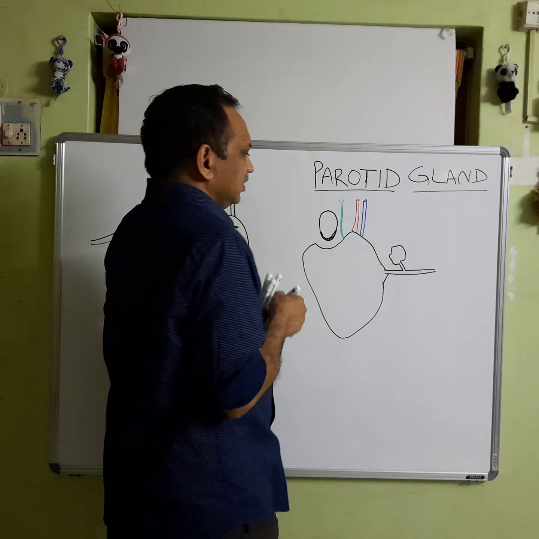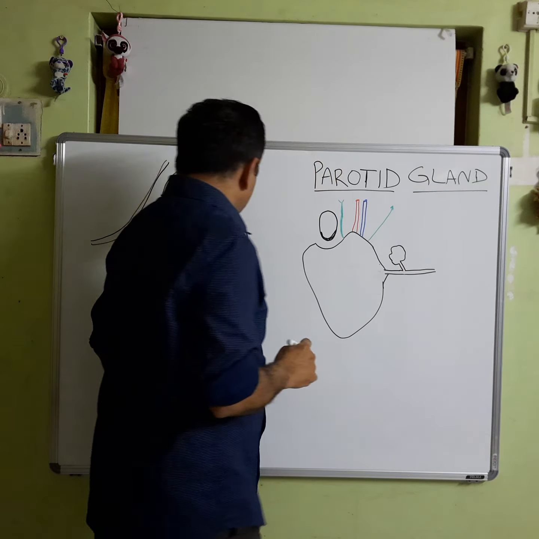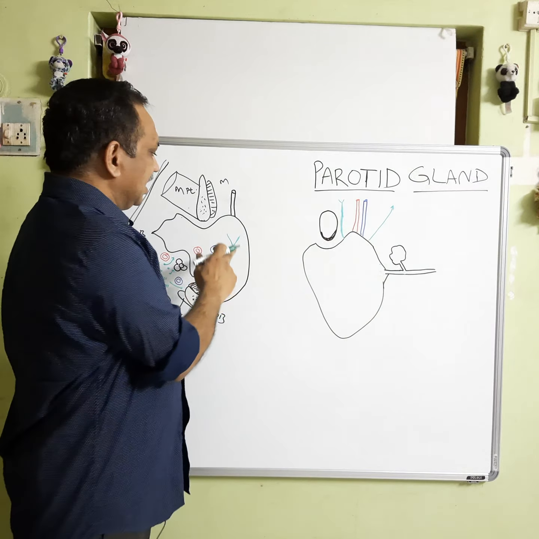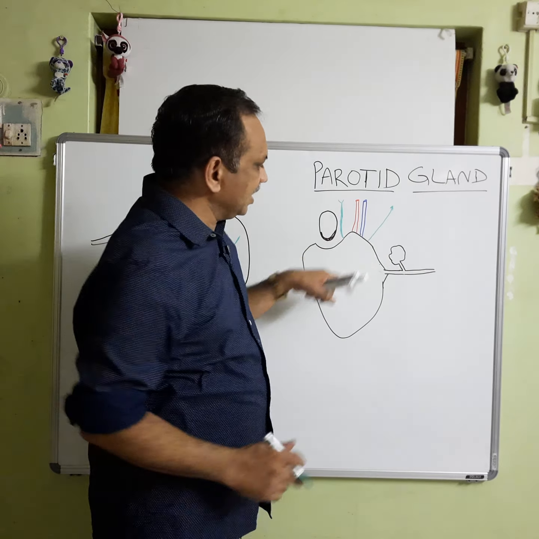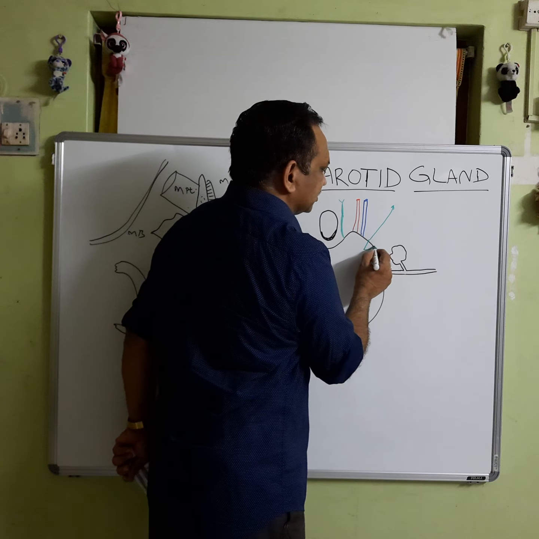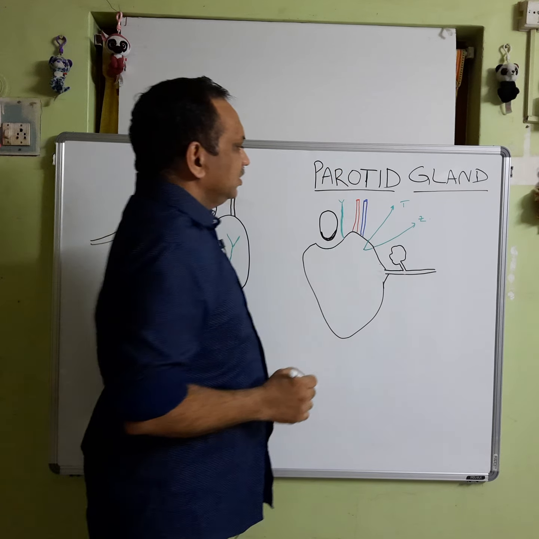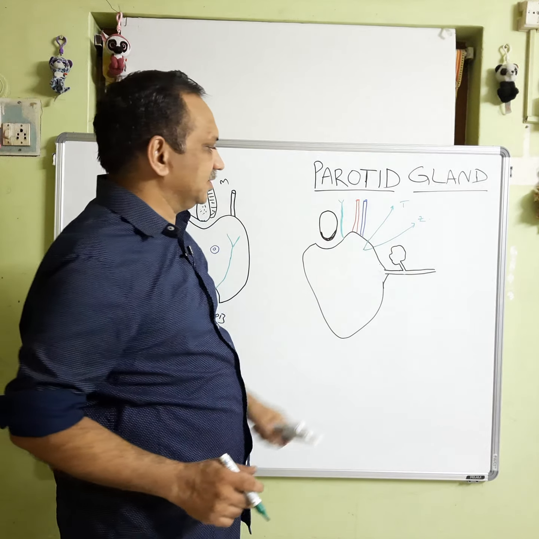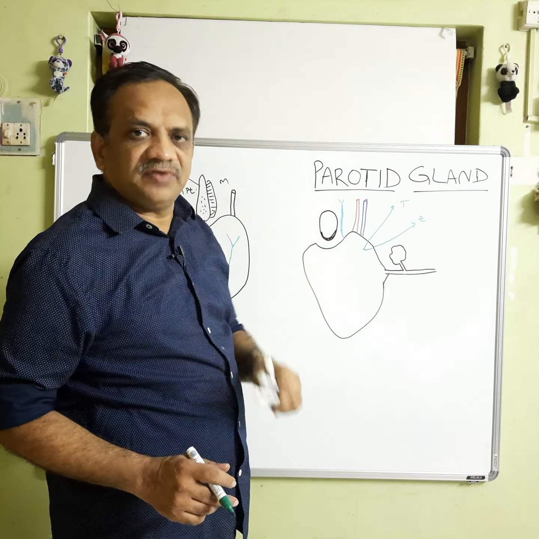Then we have the temporal branch of the facial nerve. I already told you the facial nerve divides into a zygomatico-temporal branch and a zygomatico-facial branch. Out of them, the zygomatico-temporal branch divides from here into a temporal branch and a zygomatic branch. They supply the muscles of facial expression. Details we will see in the class for the muscles of facial expression.